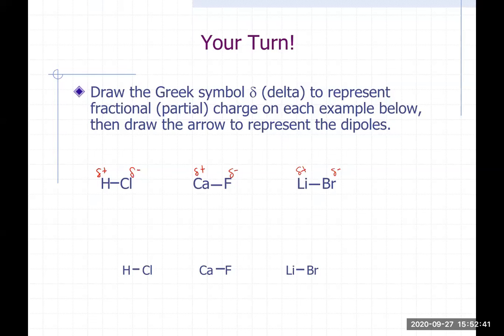And then if we draw the dipole, the arrow is going to be pointing at the most electronegative element. And how did we quickly figure this out? We just followed the trend on the periodic table. Electronegativity increases from left to right and bottom to top in the trend.